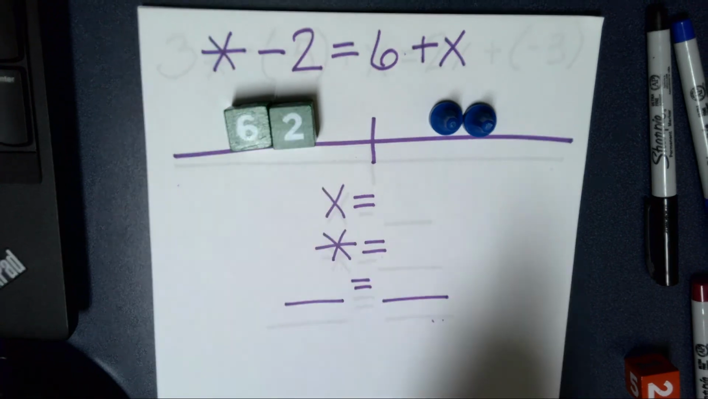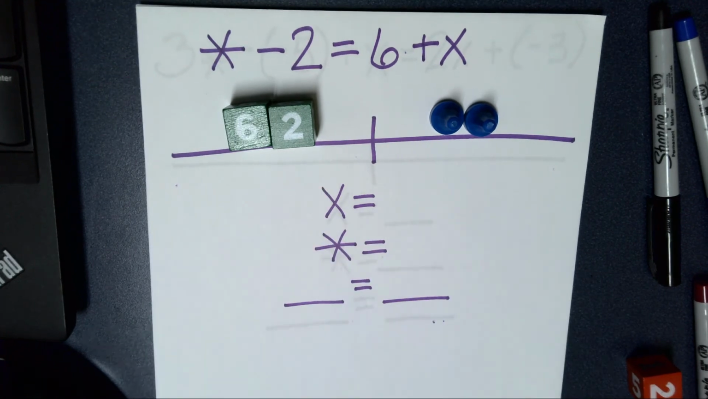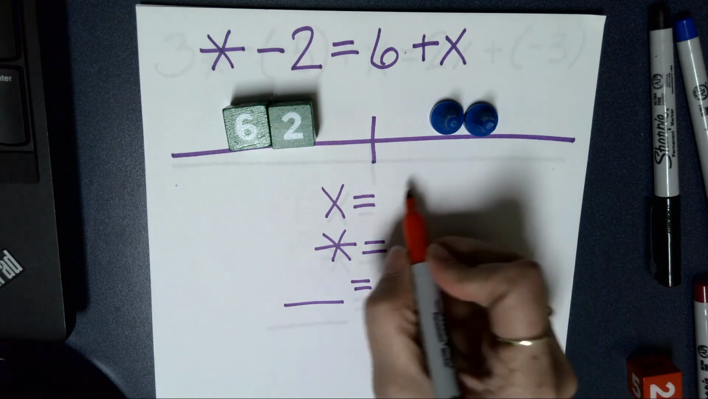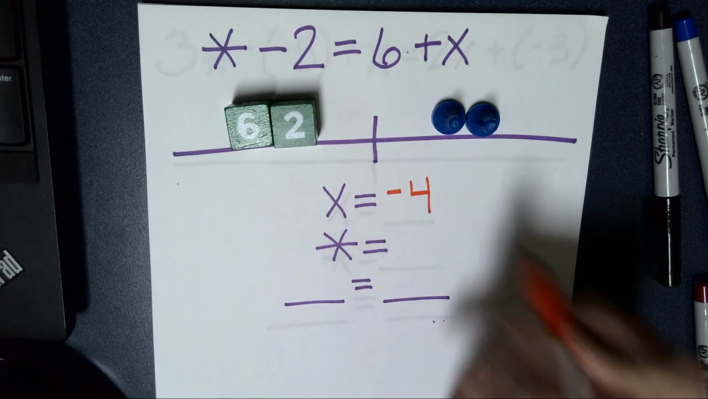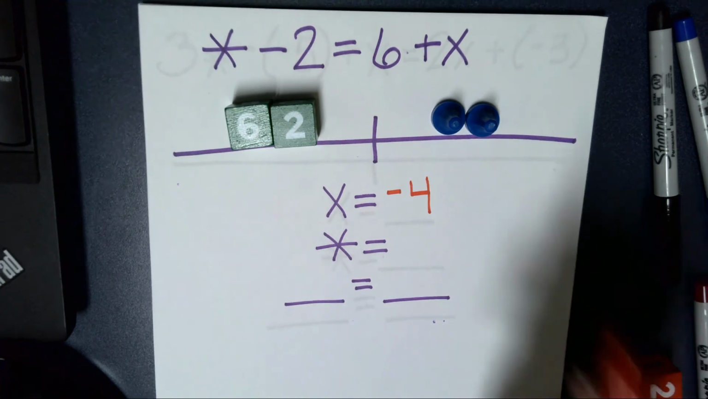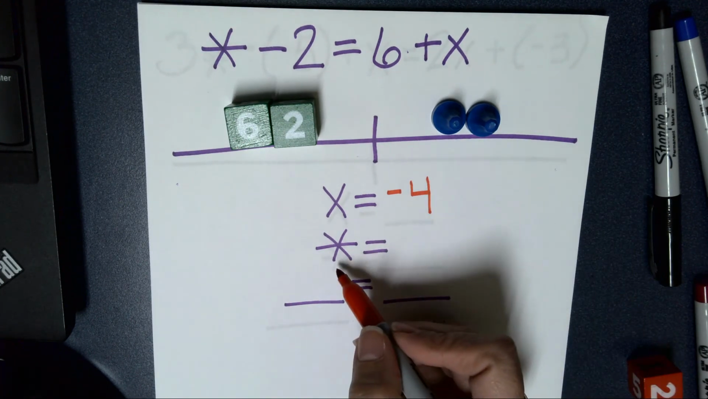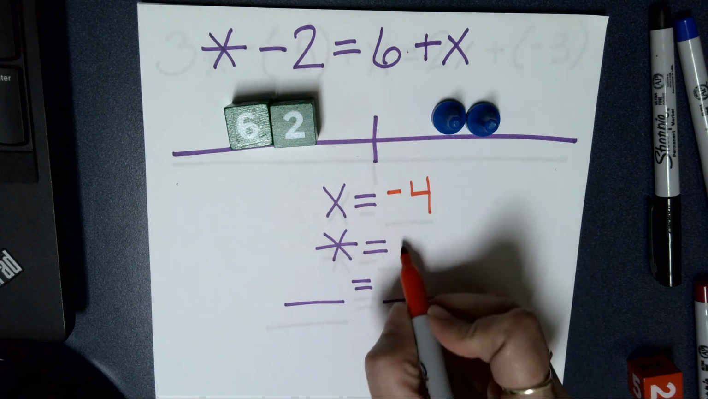And we're left with 2 pawns is equal to 8. I'm sorry, -8. If 2 pawns is equal to -8, what is 1 pawn equal to? 1 pawn is going to be equal to -4. If x is -4, what is the opposite of -4? That would be +4.